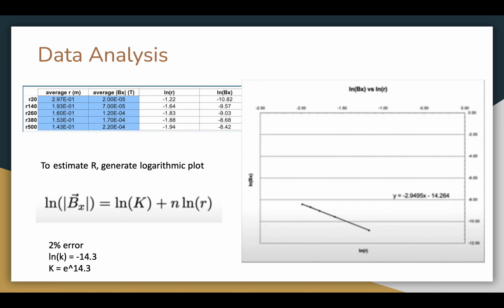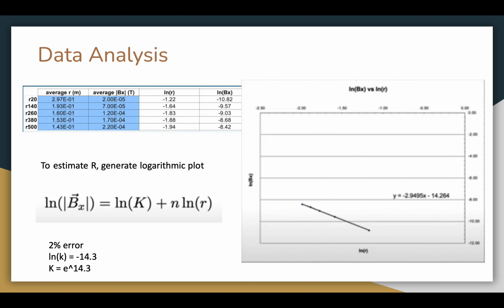The equation with r as an exponent becomes a linear function, resembling the y equals mx plus b pattern we're all familiar with. When performing a linear regression on the transformed data, we find the regression equation to be y equals negative 2.95x minus 14.264. The coefficient negative 2.95 is n, which represents the slope of the graph, accounting for an approximately 2% error from the expected negative 3 value.